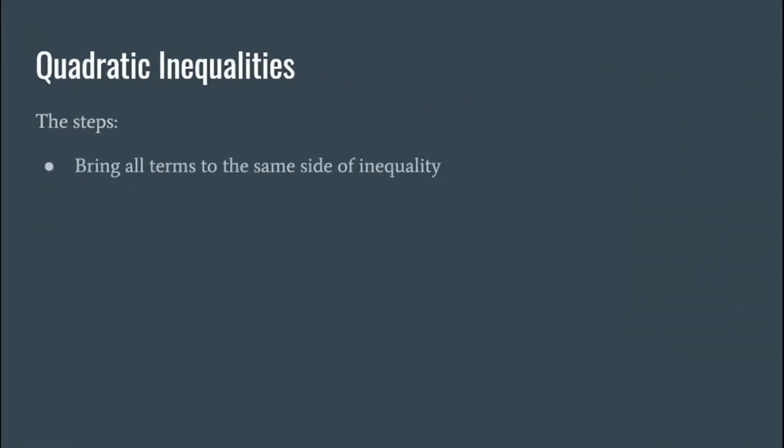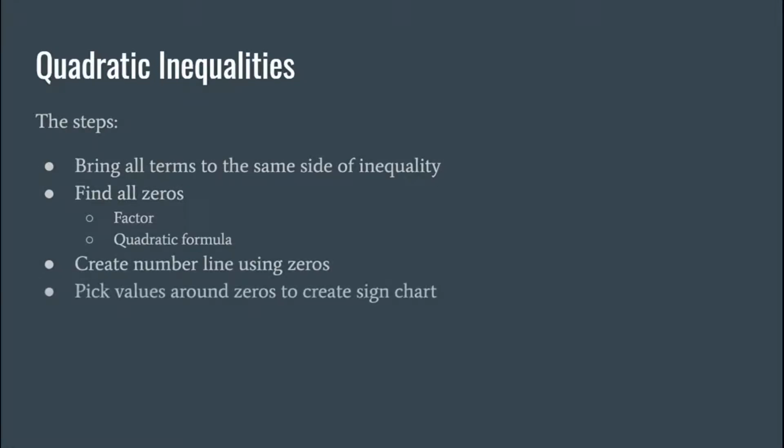So here's how we'll do it. If the terms aren't all on one side of the inequality, we want to do that first. Then we want to find all the zeros. We're either going to be factoring, or if we can't factor, we're going to use the quadratic formula. Once we find the zeros, we'll be using a number line. We'll be picking values around the zeros to create a sign chart, and then from there we'll write out the solution. There's two ways to do it, but normally we use interval notation, so I'll be showing you how to do that.